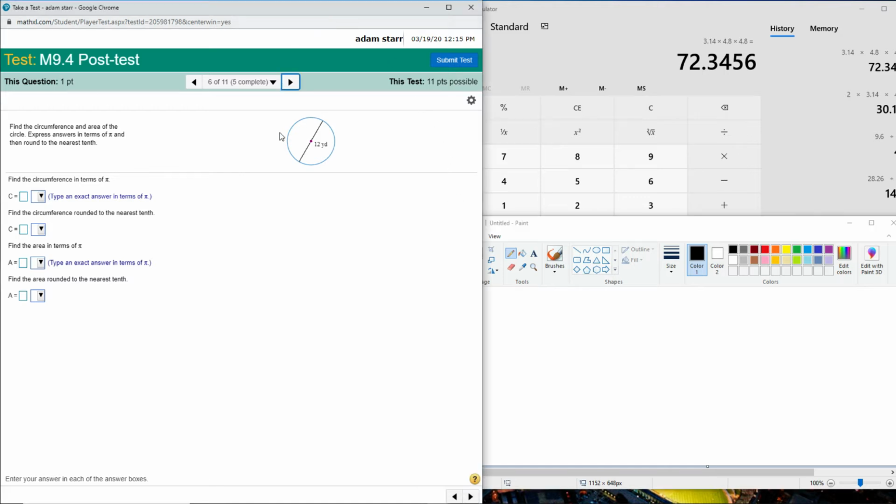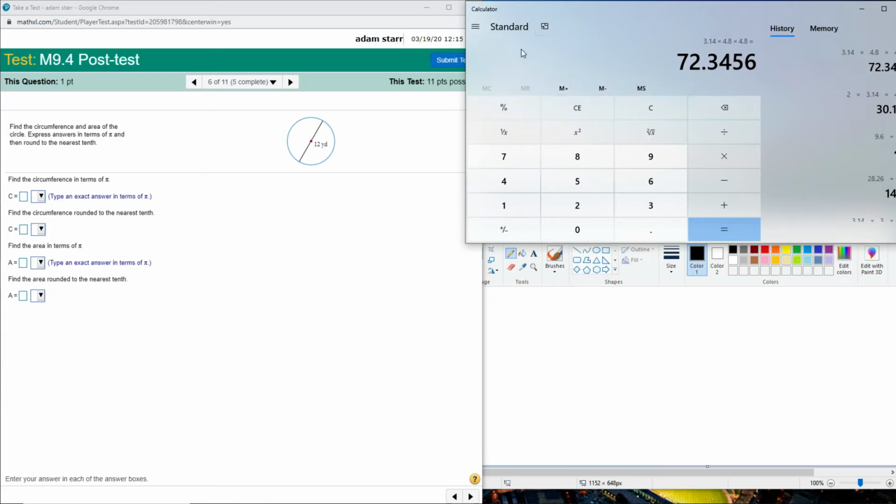Okay, this question. Find the circumference, find the area. One in terms of pi, one rounded to the nearest tenth. It doesn't say use 3.14. Okay, so we're going to have pi in our answer for the ones that says in terms of pi. We're actually going to write pi in our answer, and then we're going to use the pi symbol. Now, I want to see if my calculator actually has it.